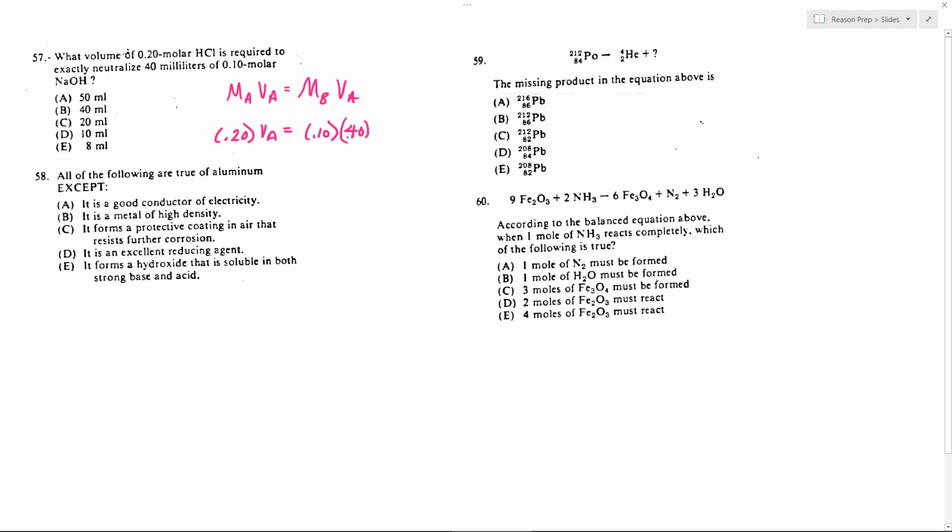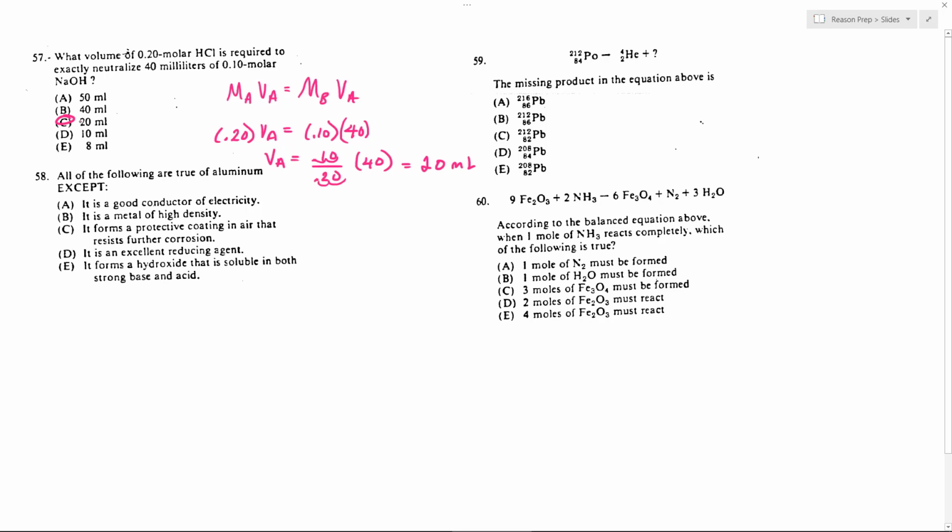You can just leave this as 40, and then the VA you get as your answer will be in terms of milliliters. So I'm going to get 0.10 divided by 0.20 times 40. And this is just a half, right? You can kind of move this over 2 decimal places. 10 over 20, that's a half, and a half times 40 will give me 20 milliliters. So the answer, 57, will be C.